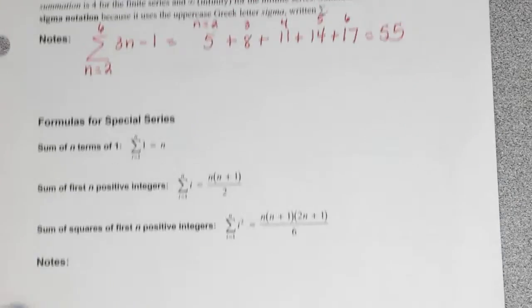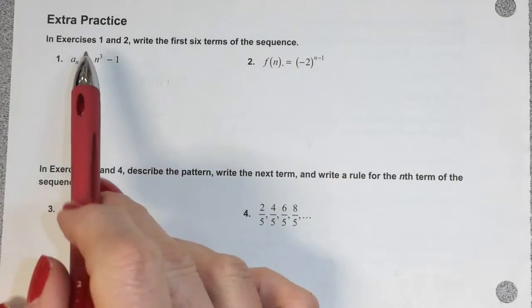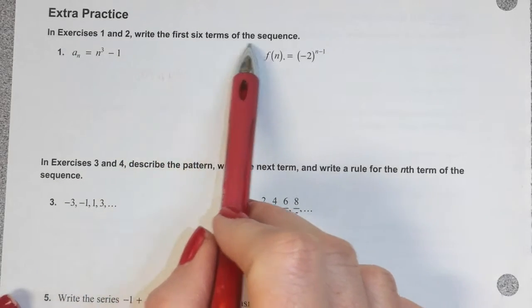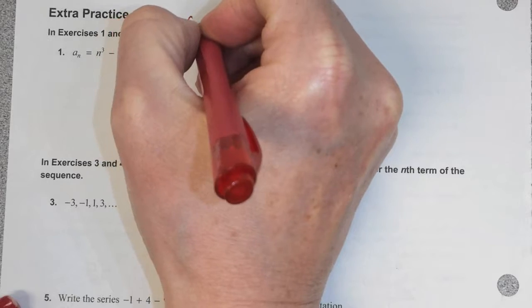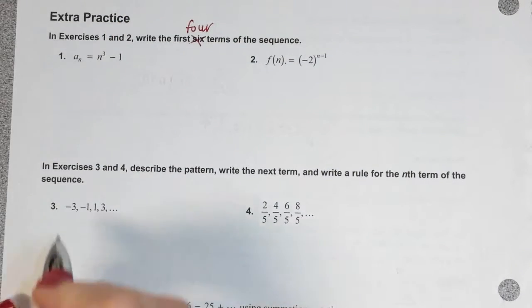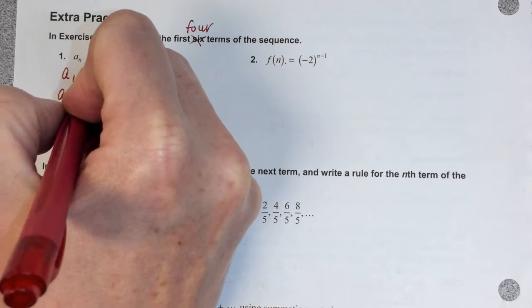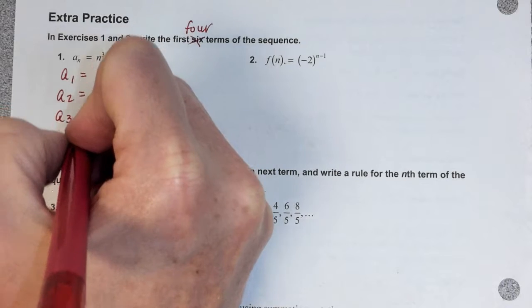So these are some special formulas. We're not really going to use these anyway, so let's not worry about those. Flip over on the back. Okay, so it says to write the first 6 terms of the sequence. We're going to do the first 4 terms. So we're going to find a sub 1, a sub 2, a sub 3, and a sub 4.